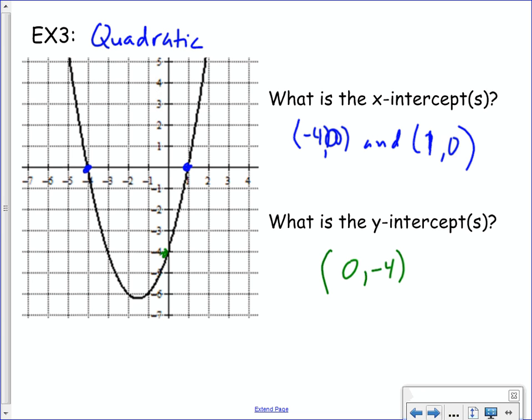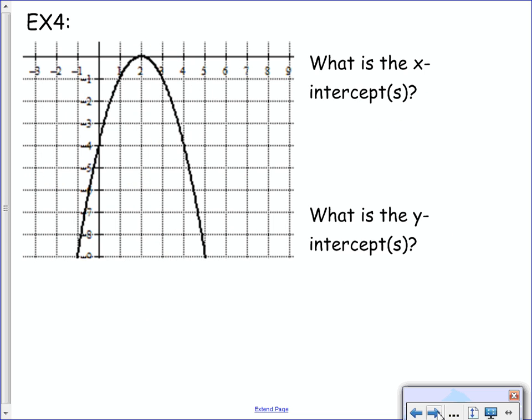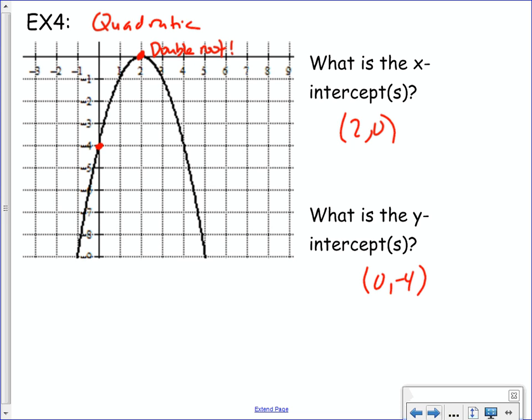All right. Last but not least, this is quadratic. Okay. Where's the x-intercept at? Is that the only one? So it's a double root. Exactly. So we're at 2, 0 for the double root. The y-intercept is at 0, -4.